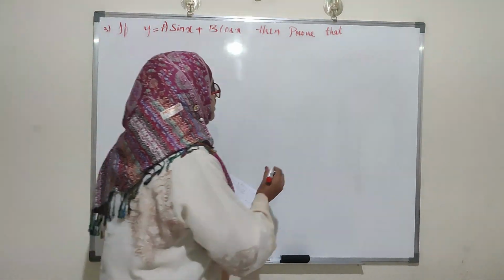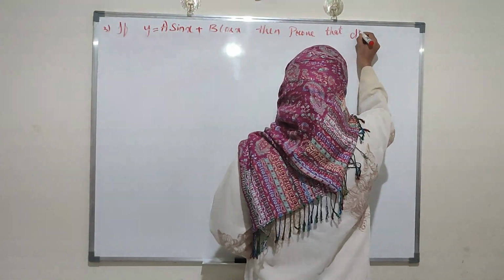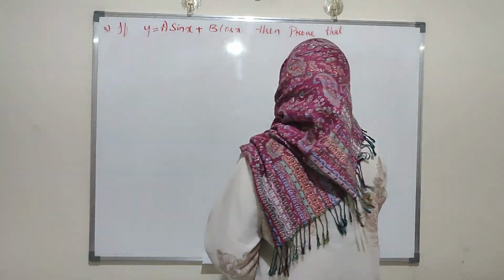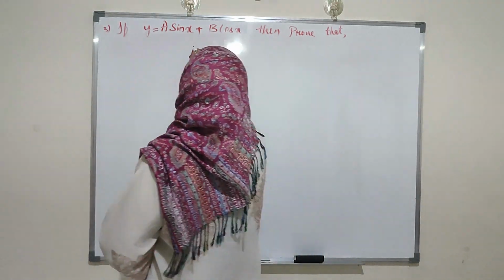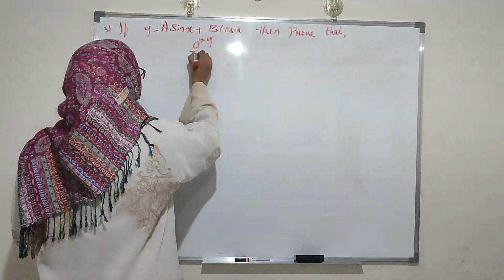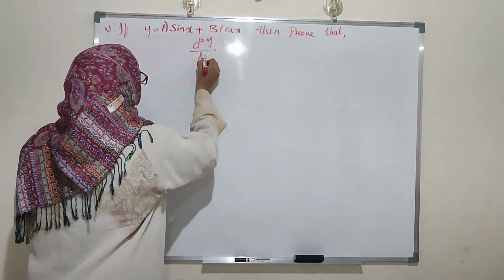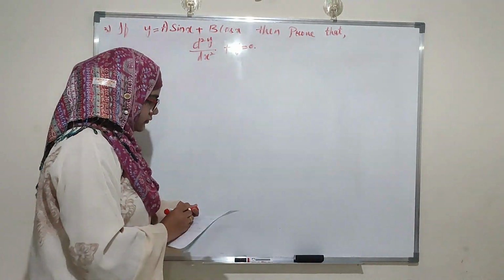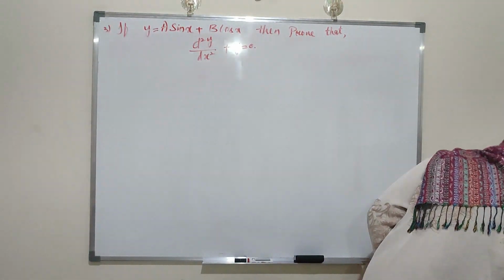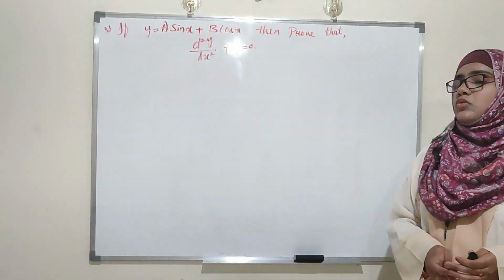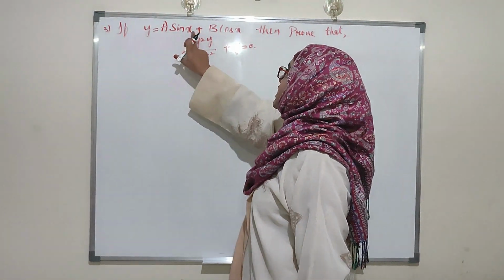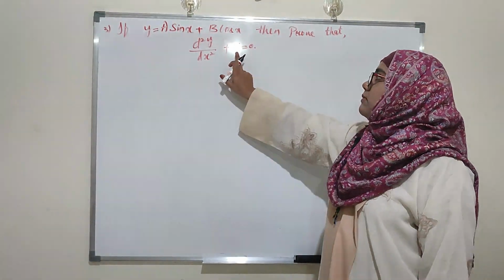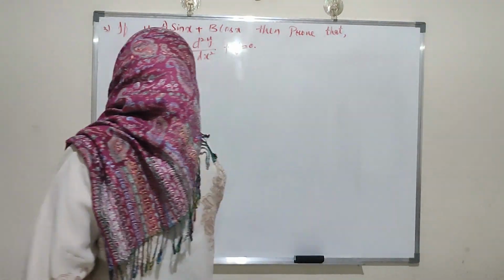What we have to prove: d square y by dx square plus y is equal to 0. What is given? If y is equal to a sin x plus b cos x, then prove that d square y divided by dx square plus y is equal to 0. Now write the solution.